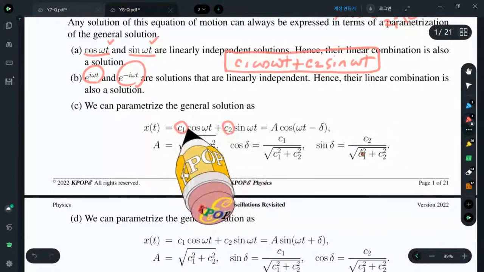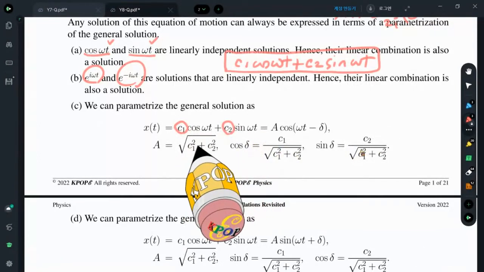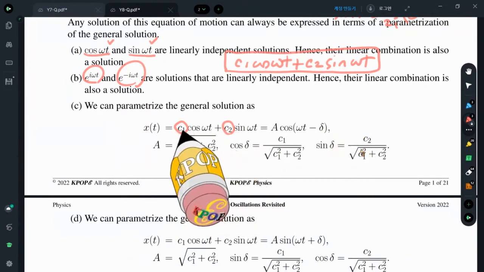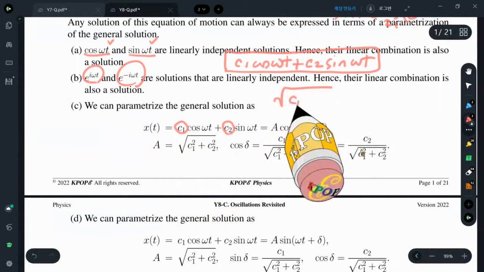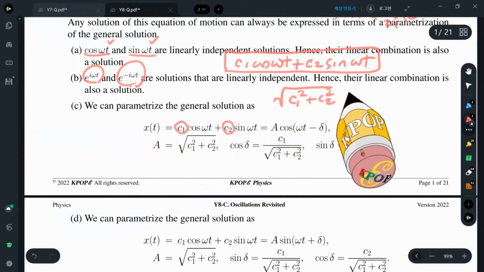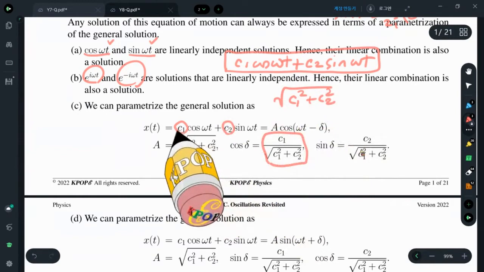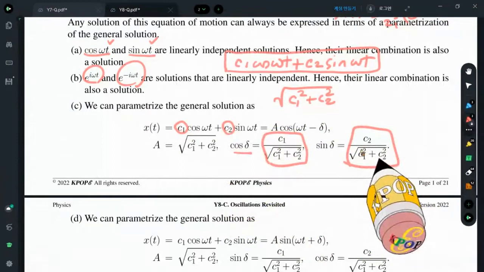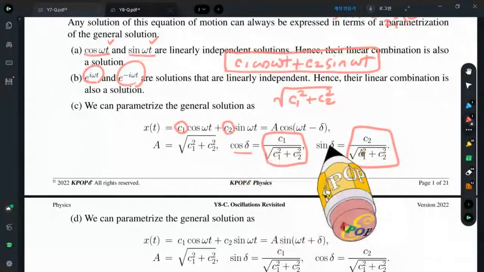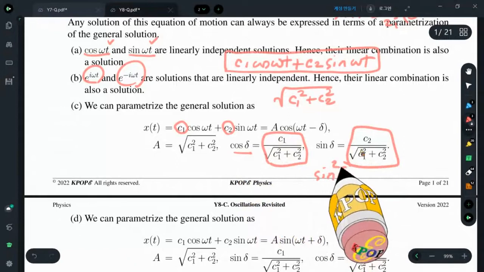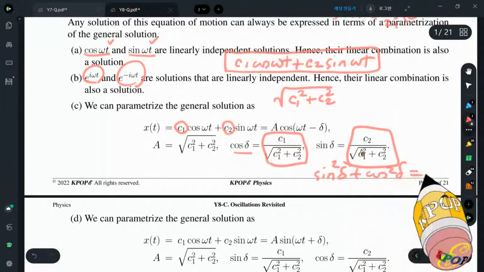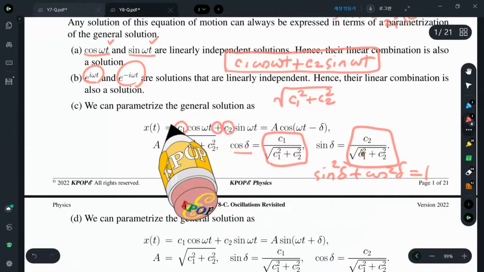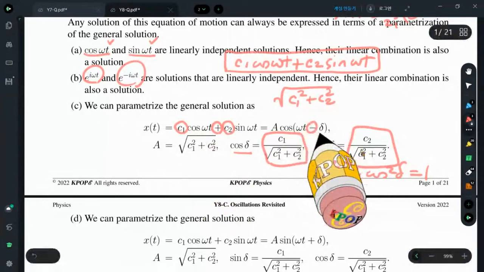In high school, we learned that cosine alpha times cosine beta plus sine alpha times sine beta is the cosine of alpha minus beta. In here, we have C1 squared plus C2 squared pulled out, and we can define this one to be cosine of delta, and we can define this one to be sine of delta, because the sum of the sine squared delta plus the cosine squared delta is identical to 1. So we have a positive sign in here. The result is cosine omega t minus delta.